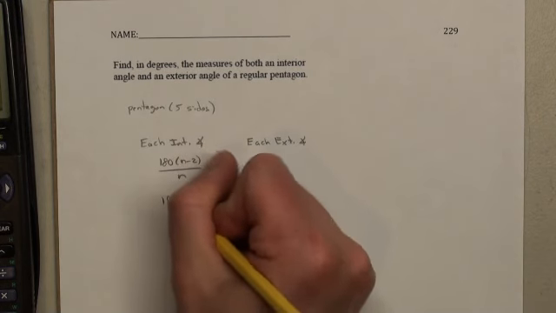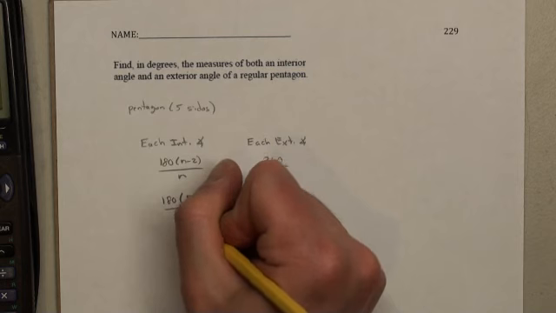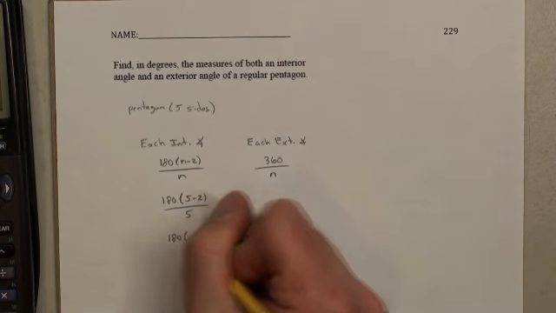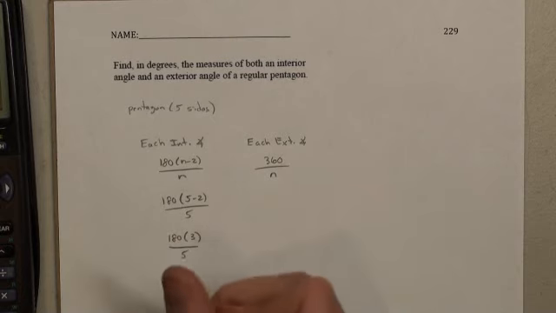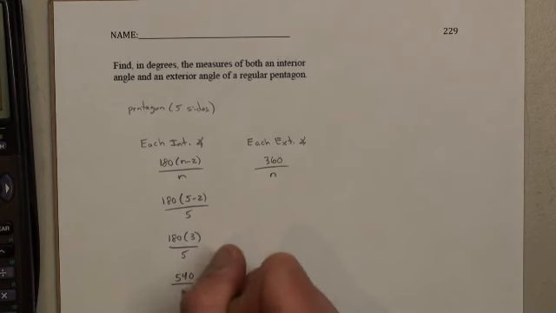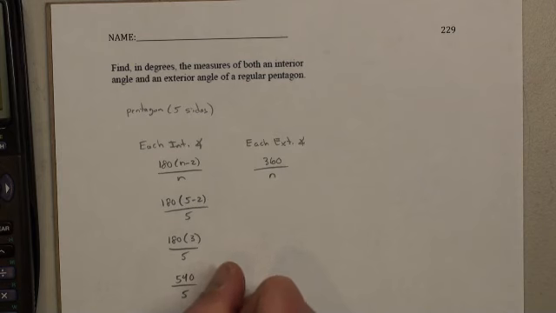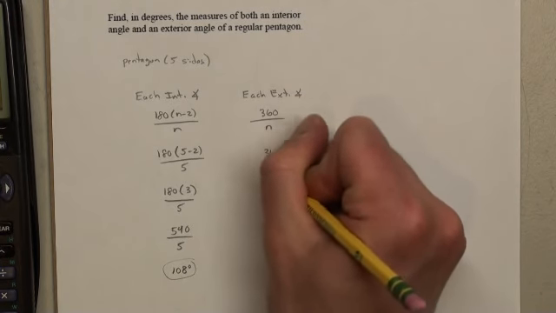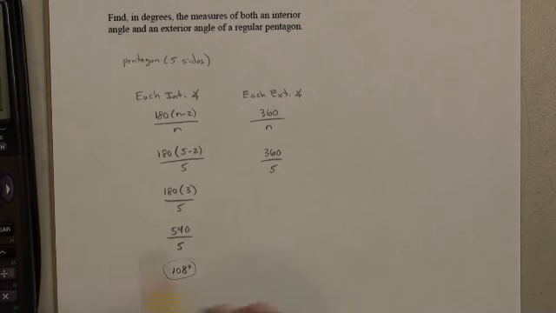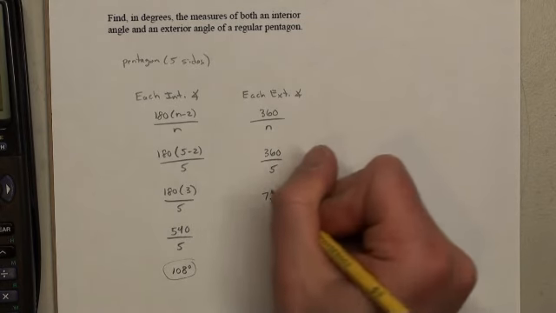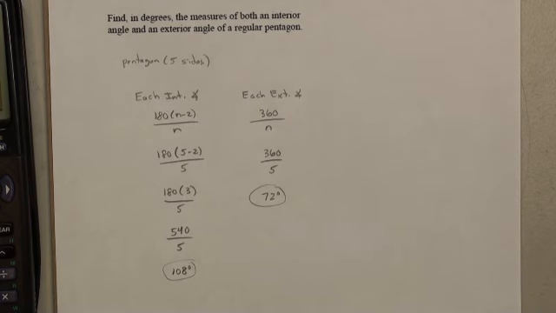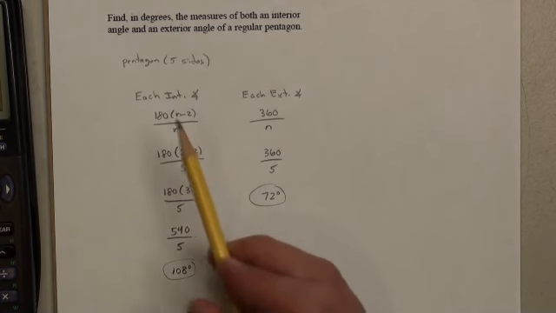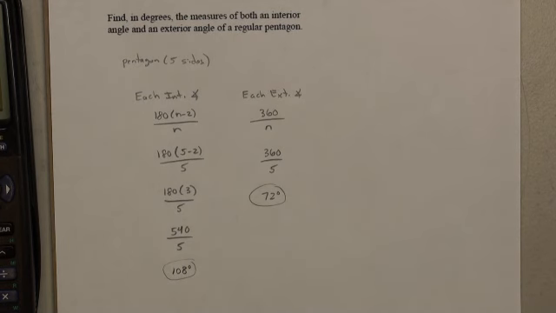So for this first one, we have 180 times 5 minus 2 over 5. That's 180 times 3 over 5. That's 540 over 5. That's 108. Okay? And then for this one, it's just 360 divided by 5. And that is 72 degrees. Okay, so each exterior angle is 72 degrees and each interior angle is 108 degrees. And I just used the formulas.